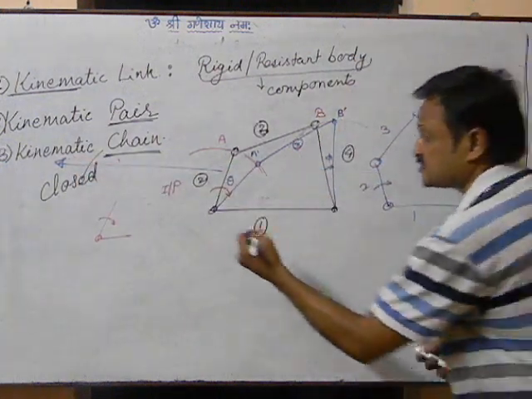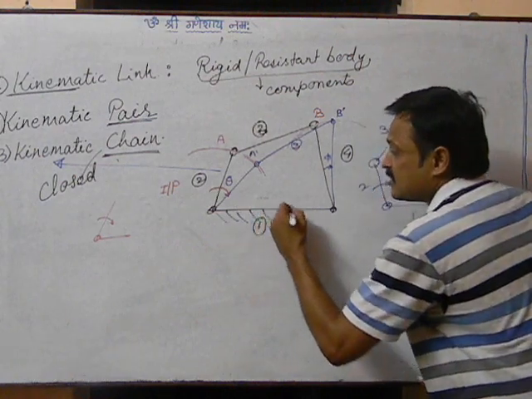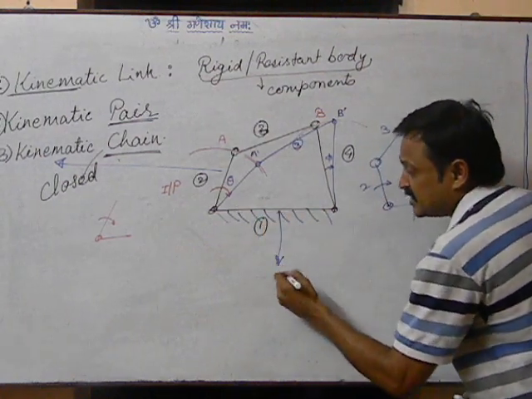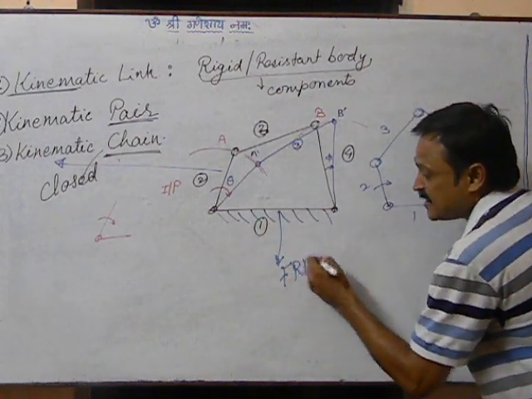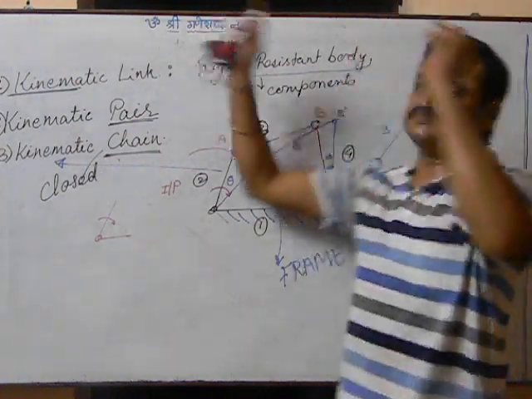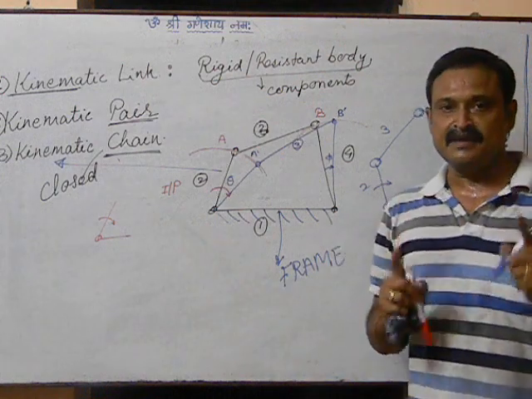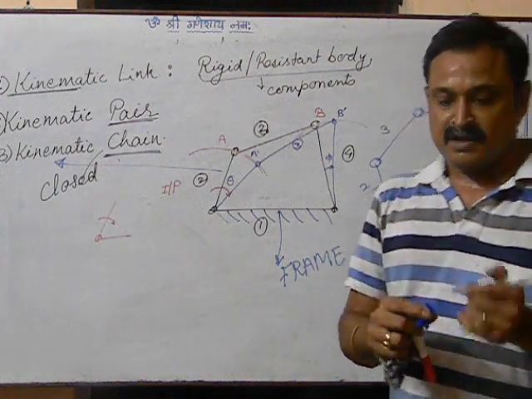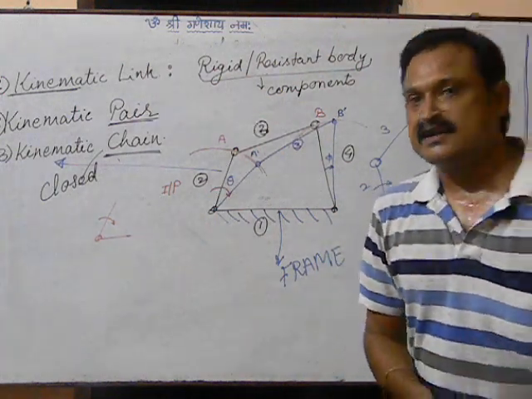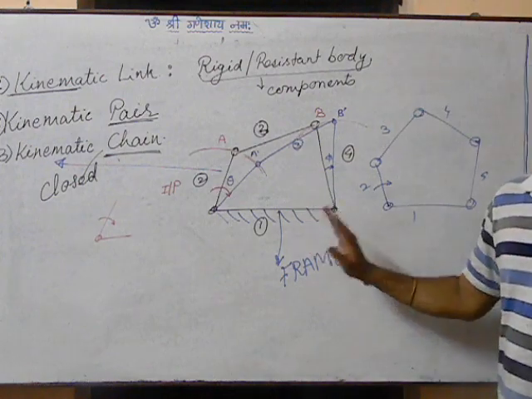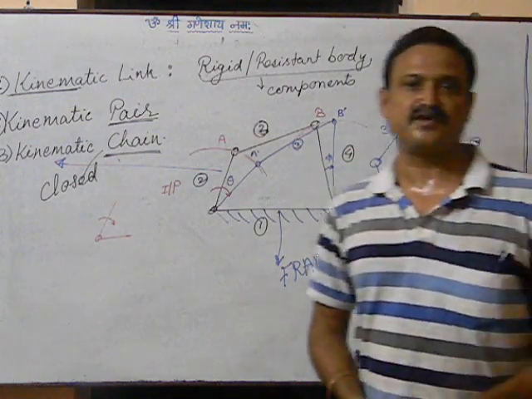And when we fix one link of a kinematic chain as a frame, it becomes a mechanism. So when we fix one link or one member of a kinematic chain, it becomes a mechanism. That is all for this session.